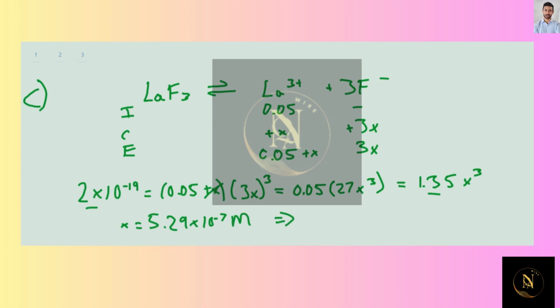And if we multiply by the molar mass, 195.9, we get a value of 1.04 times 10 to the negative 4 grams per liter. And since the initial concentration of lanthanum is not as high as the initial concentration of the fluorine from the previous part, the solubility is not as drastically reduced, but it is reduced compared to pure water.